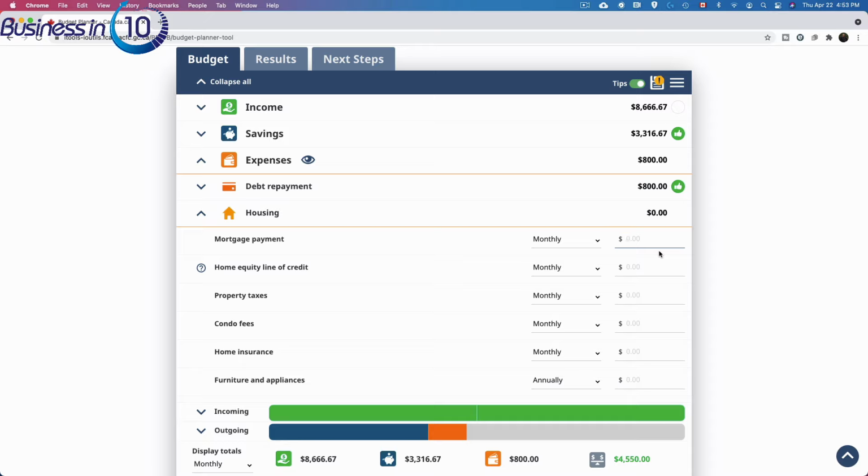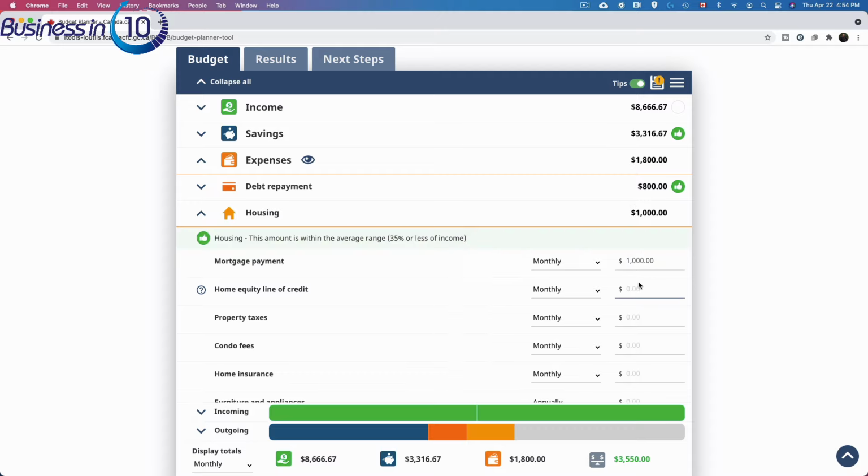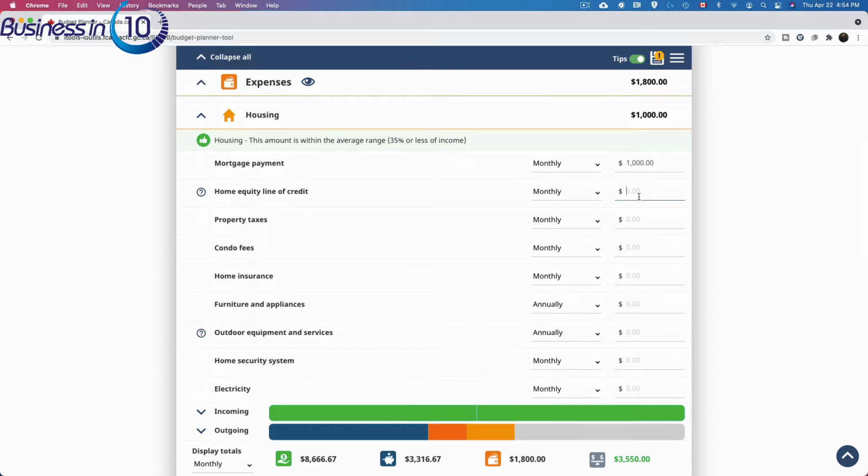If you don't have a mortgage, that's fine. In this case, I'm going to put $1,000 per month. If you have a home line of credit and a payment, you put it there.